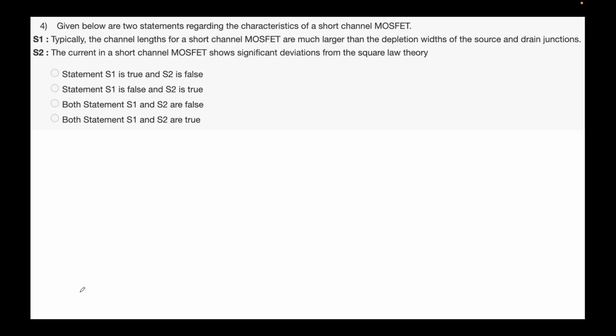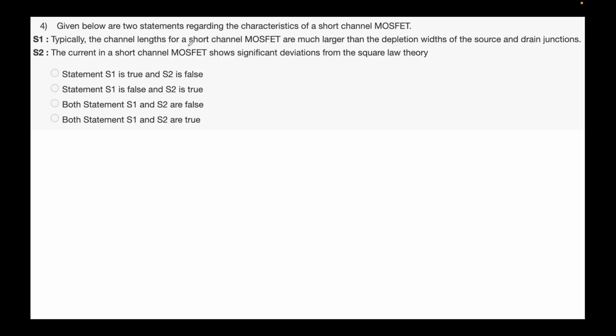This is the problem. So from this point onwards, what we'll be talking about is the short channel effects, which came into being, short channel MOSFETs, which came into existence due to the scaling, due to this aggressive scaling that happened every 2 years, right? And what are the effects that we saw here? So this is a problem associated with that. The question says that there are two statements. We need to find the true and false of them.